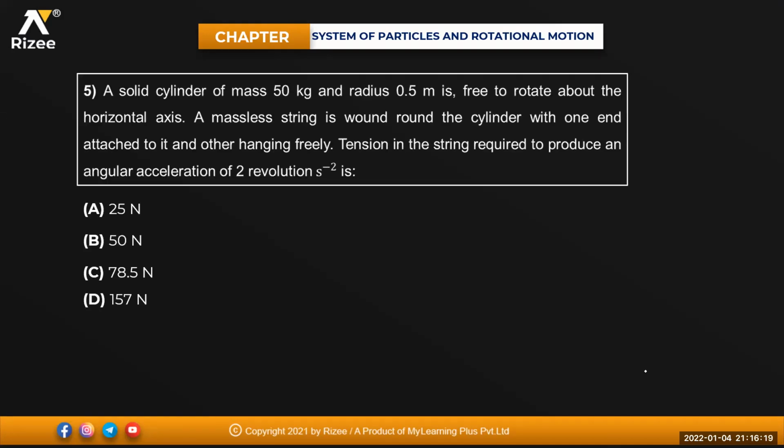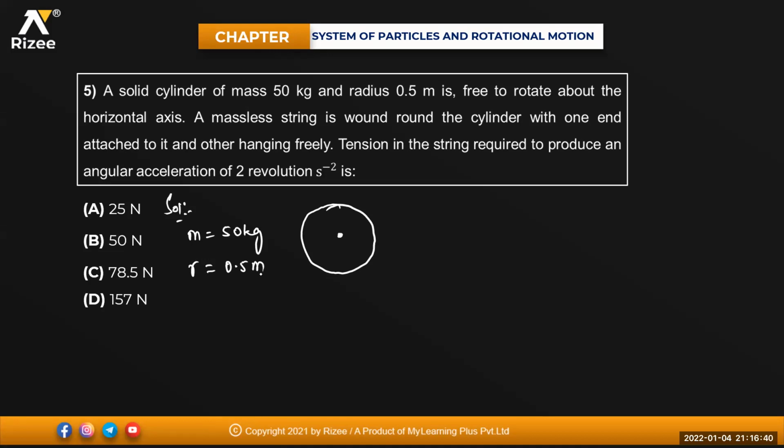A solid cylinder of mass 50 kg. This is your solid cylinder. Mass is given as 50 kg, and the radius is given as 0.5 meter. It is free to rotate about a horizontal axis.